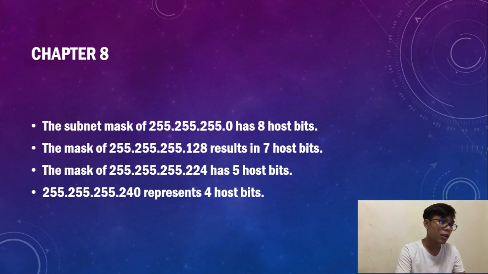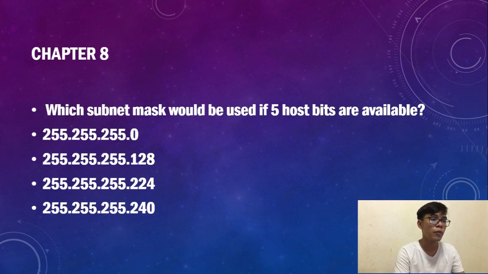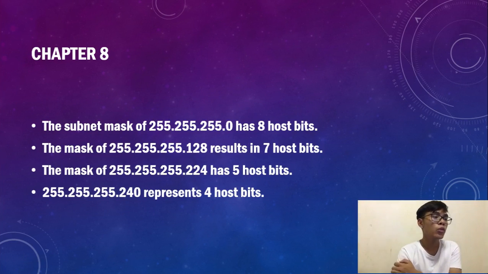So the answer for this question is 255.255.255.224, because the subnet mask of 255.255.255.0 only has 8 host bits, and the mask of 255.255.255.128 results in 7 host bits. So the correct answer, 255.255.255.224, has 5 host bits. So that's the question: if 5 host bits, which subnet mask has 5 host bits? 255.255.255.240 is not the answer because it only represents 4 host bits.